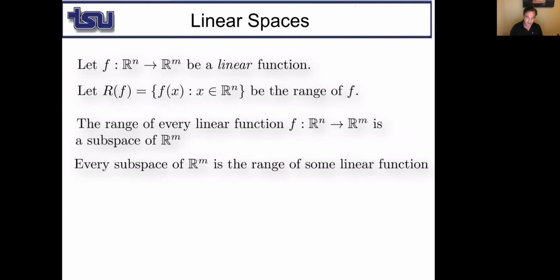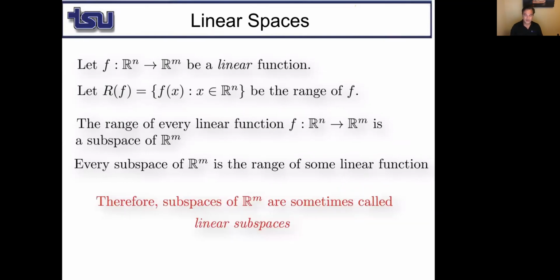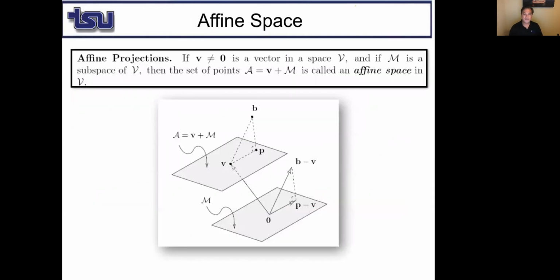Similarly, we can also show that every subspace of Rm is the range of some linear function, okay? Think about any subspace of Rm. Assume that we call it U. You can show that U is the range of some function. You can always find a linear function for which U is the range. Therefore, subspaces of Rm are sometimes called linear subspaces. So when you hear linear subspace, you should always think about subspaces of Rm, okay?